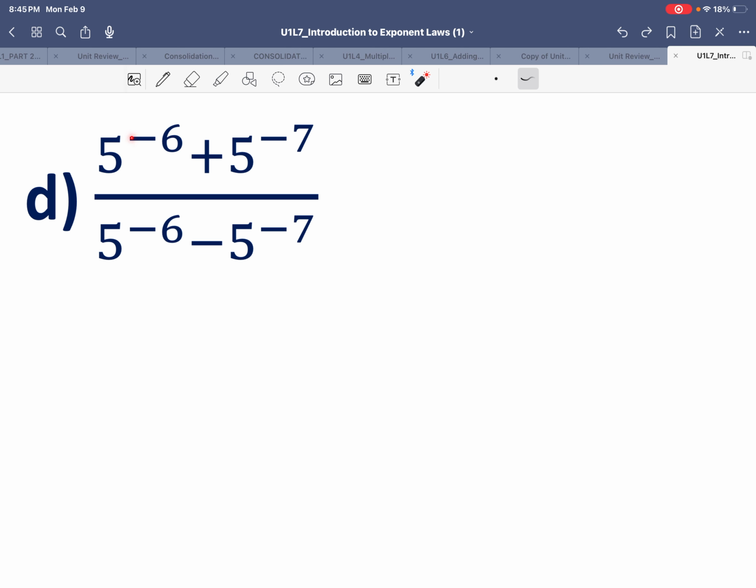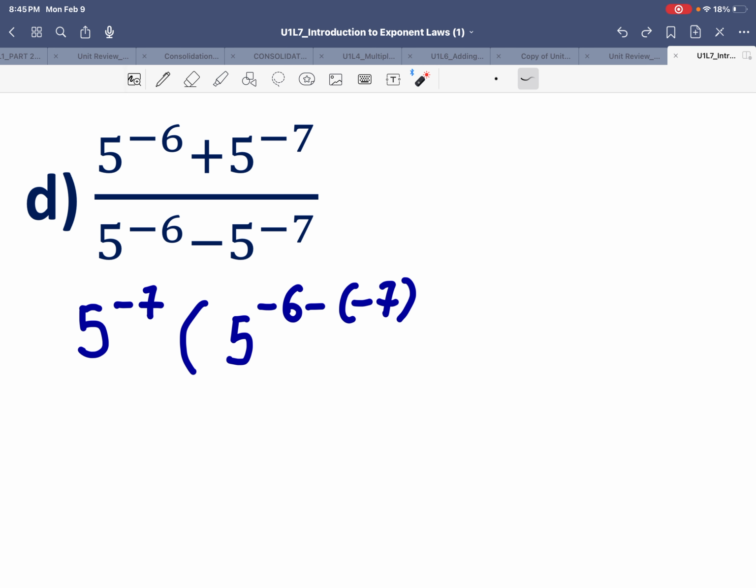As you can see, you have powers of negative 6 and negative 7. The smaller number is negative 7. So 5 to the power of negative 7 will come out as the greatest common factor. And 5 to negative 6 will become 5 to the power of negative 6 minus negative 7. Now, plus 5 to negative 7 is all out, so plus 1.